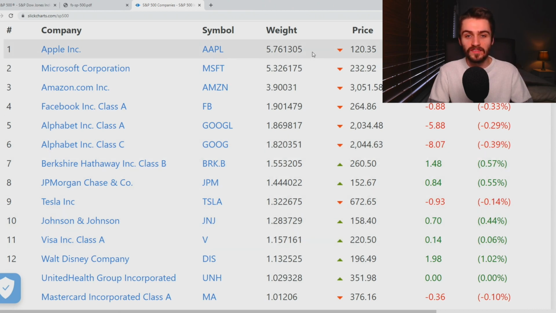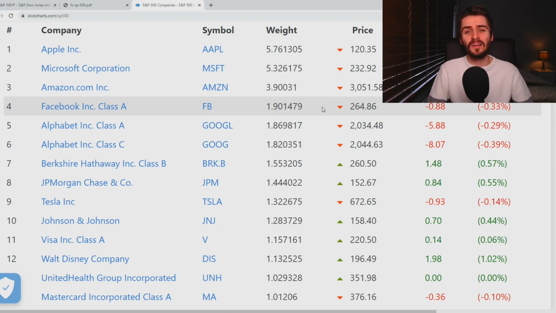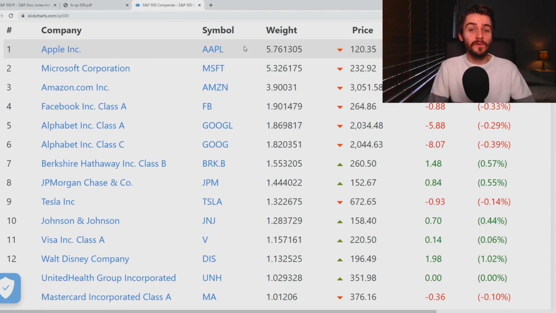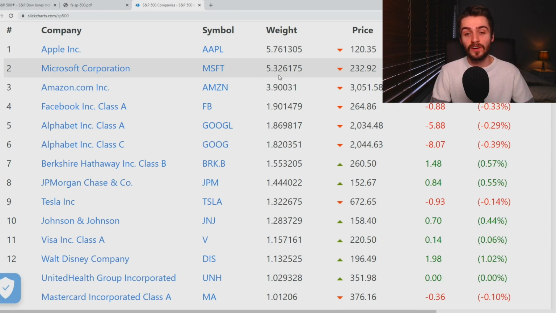on the website. So we can see that at present, Apple has a 5.76% weighting, Microsoft has a 5.32% weighting, Amazon has a 3.9% weighting, Facebook has a 1.9% weighting, and so on and so forth. And as the market value of these stocks continues to change each and every day, so too will these weighting figures. Another way to think about this is that if you were to take €100 today and invest it in an ETF which tracked the S&P 500 index, €5.76 of your investment will go towards Apple, €5.32 of your investment will go towards Microsoft, €3.90 will go towards Amazon, etc, etc.